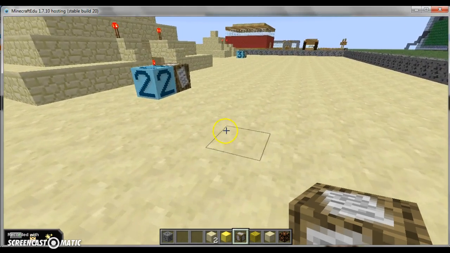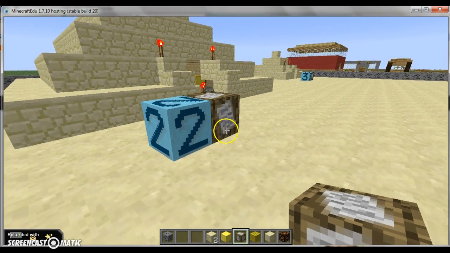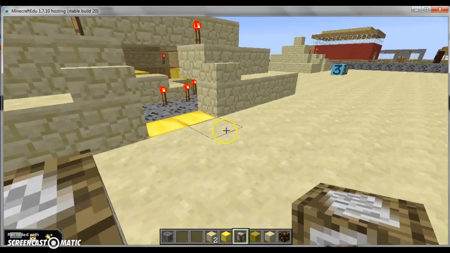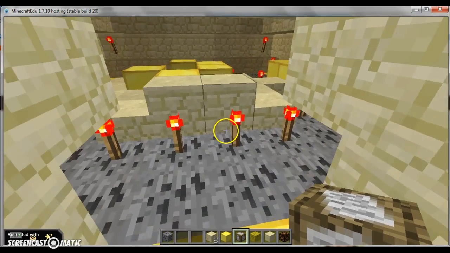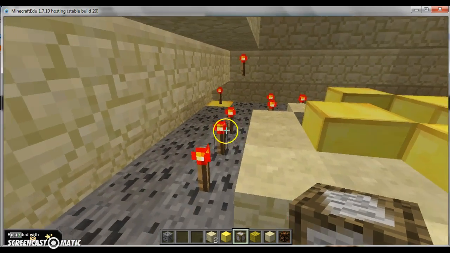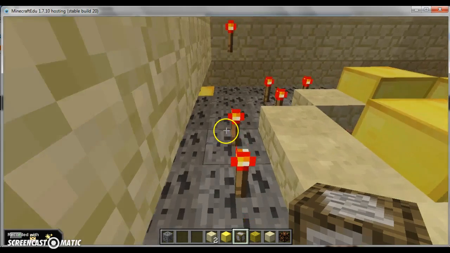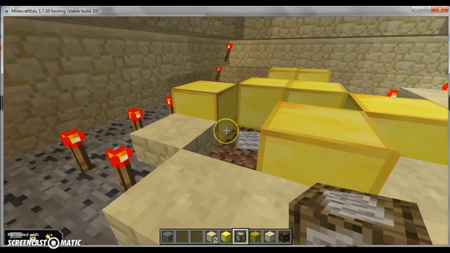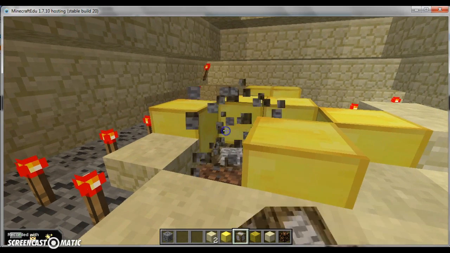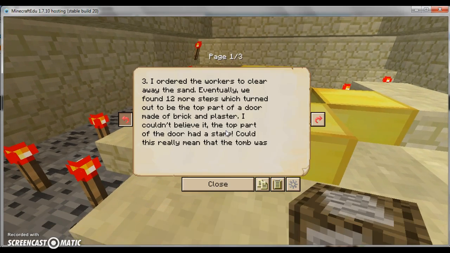And these info blocks are really just to keep them on track, to let them know that they're doing the right thing. They're at the second pyramid. Remember, there are 2 pieces of information to collect. And again, it reminds them that they need to take notes. So they will go inside. Again, it's the same thing. They will need to look carefully. And once they've found it, they will find the second info block, and then they will take the information that is written here as well.